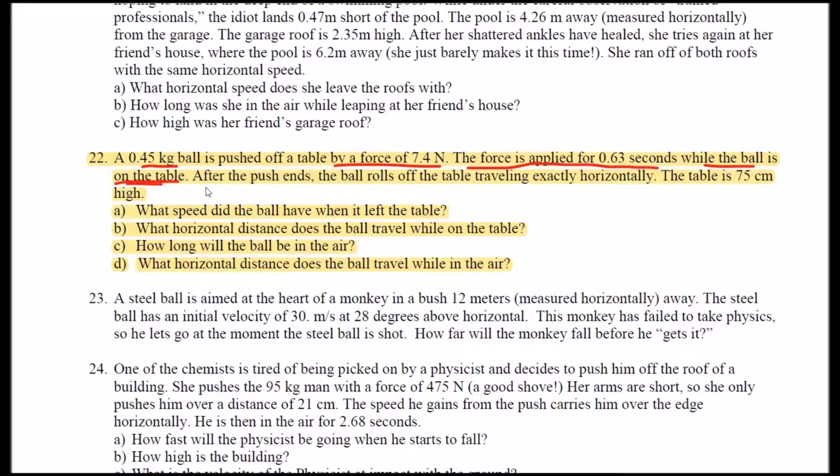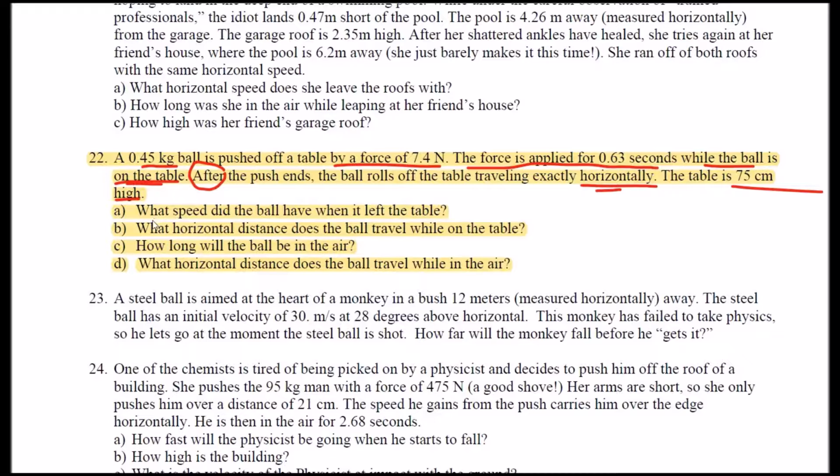This is all information that really matters about the motion of the ball while it's on the table. Then it says after the push ends, the ball rolls off the table, traveling exactly horizontally. So also another very important thing. Finally, we find out that the table is 75 centimeters high. So what I have here is a force that starts a trajectory. And everything about the ball on the table has to do with the force problem. Once it leaves the table, it becomes a horizontally launched projectile that travels through the air with a velocity that starts only as Vx in the x direction.